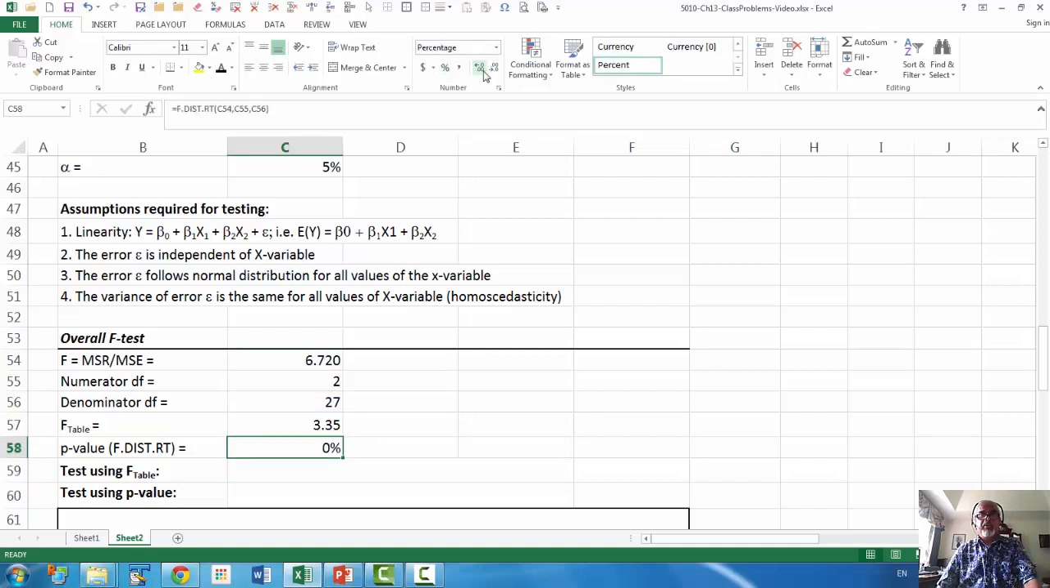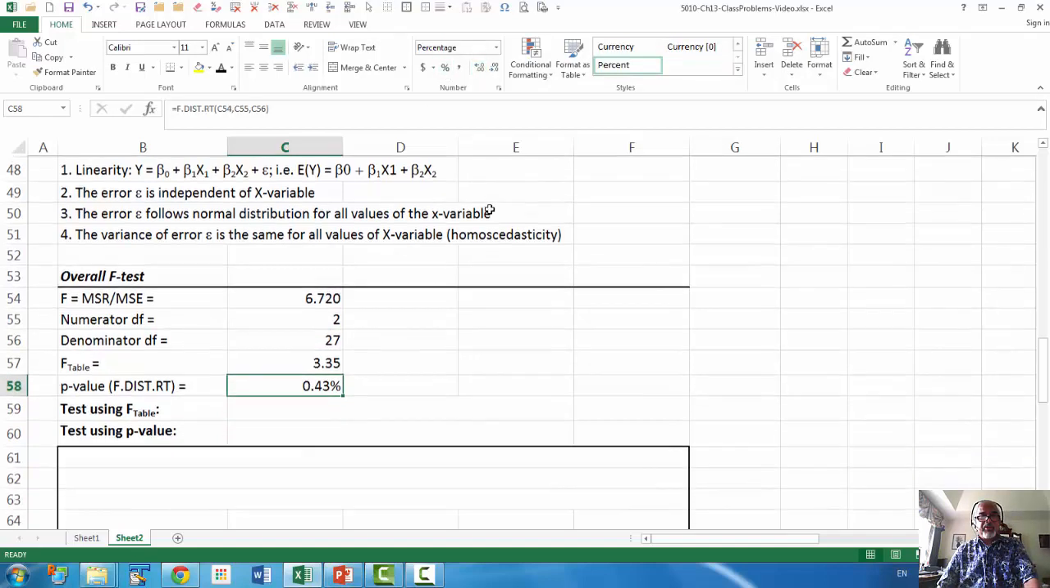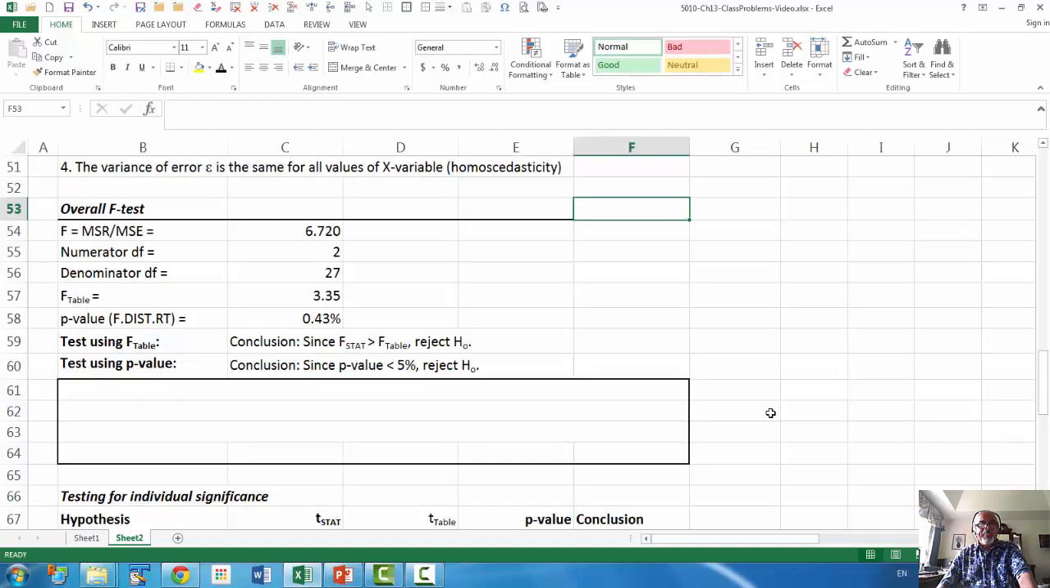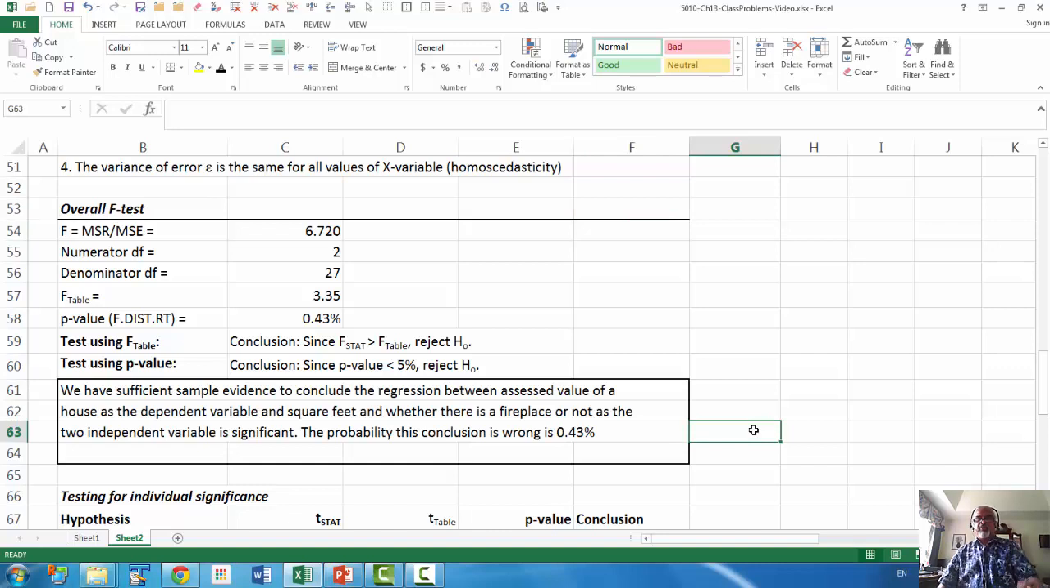So then we can say that the regression is significant because we are going to reject the null hypothesis, because f stat is greater than f table, p-value is less than 5%. Okay? So then we can provide an interpretation that we have sufficient evidence to conclude that the regression is significant, and the probability that this conclusion is wrong is 0.43%.